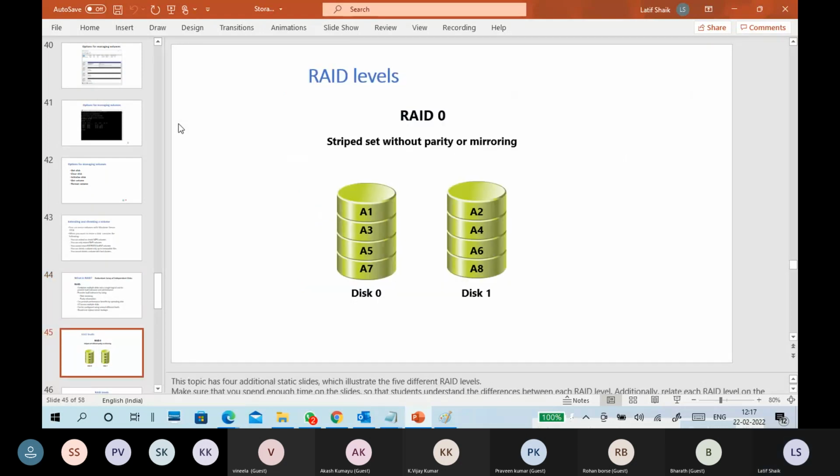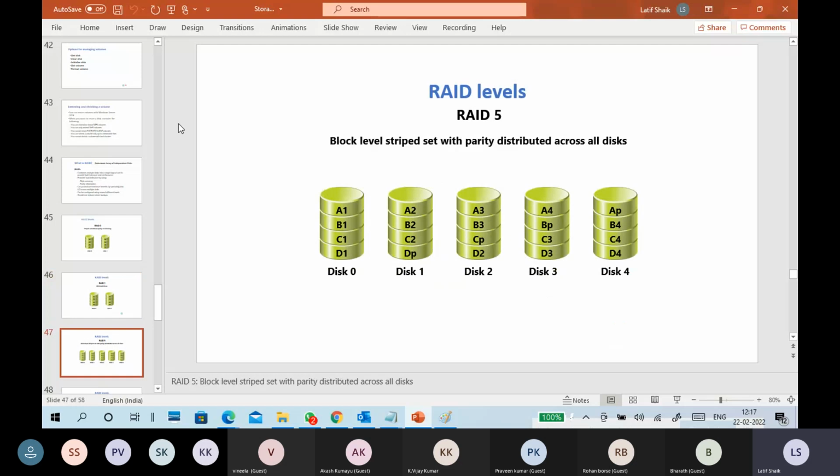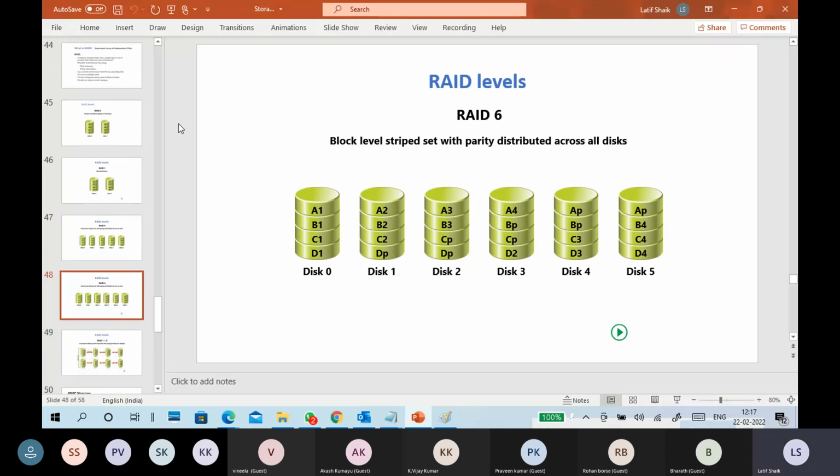RAID levels. RAID 0 is a stripe set without parity or mirroring. No parity, no mirroring here. No disk failure. RAID 1: mirror drives, no parity. Then the parity one: you can see A1, A2, A3, A4, AP. Parity bit. The parity bit is stored at different levels. Parity bits. So it's RAID 6. Okay, RAID 5, RAID 6.